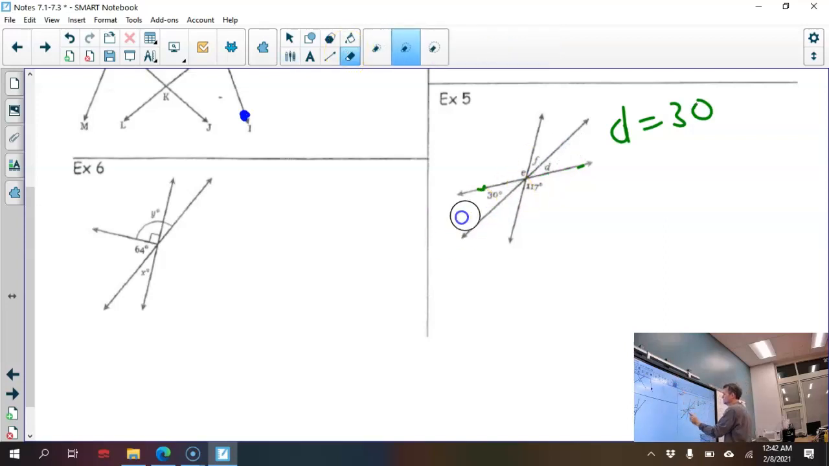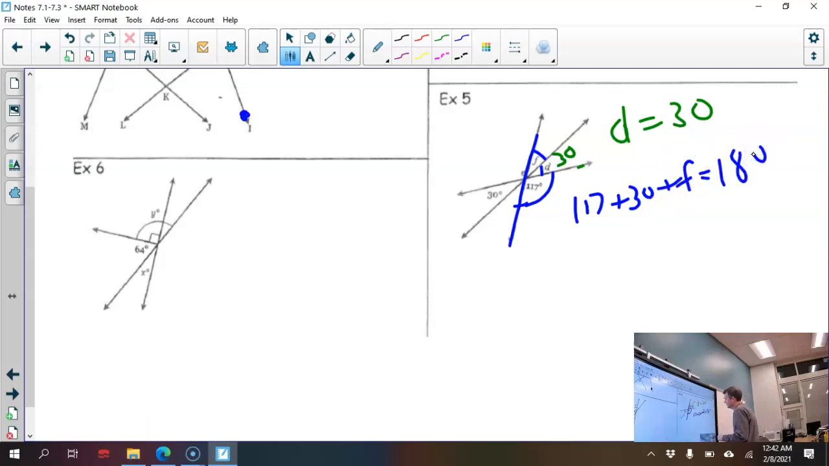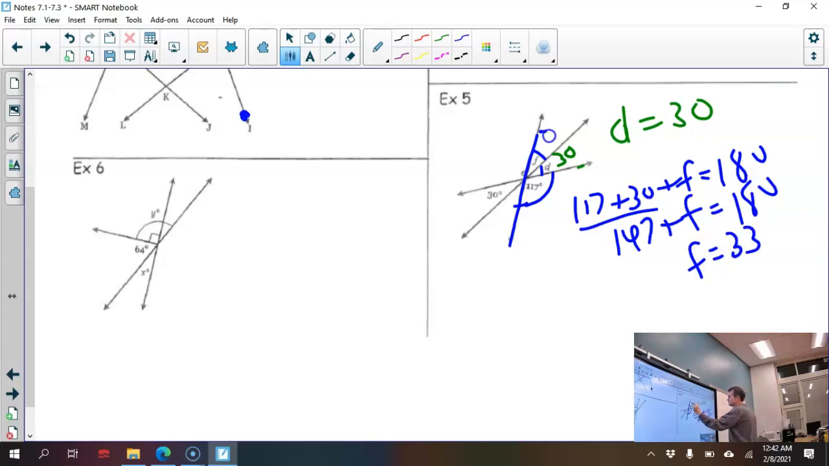And how am I going to get the others then? Well, let's see. I now know that this is 30. How does that help me? Well, I guess I see that this angle and this angle and this angle together make a straight line. So 117 plus 30 plus F equals 180. That would be 147 plus F, and so F would equal 33.